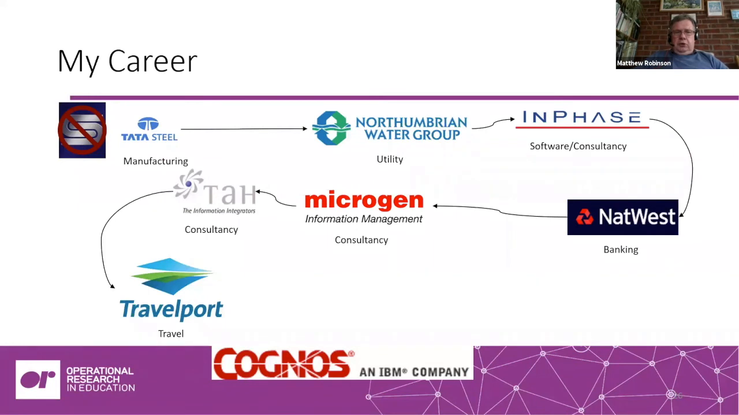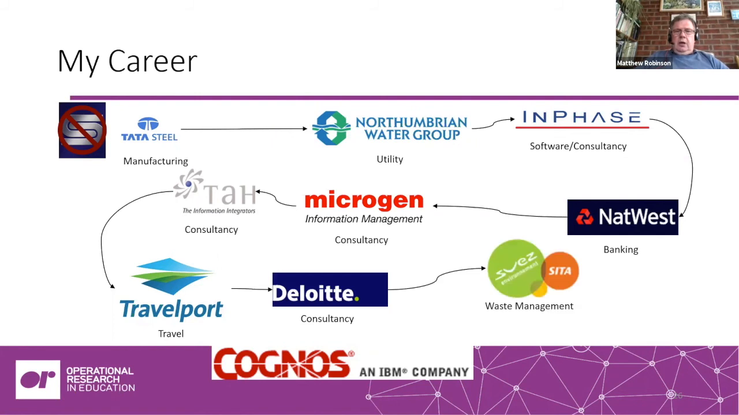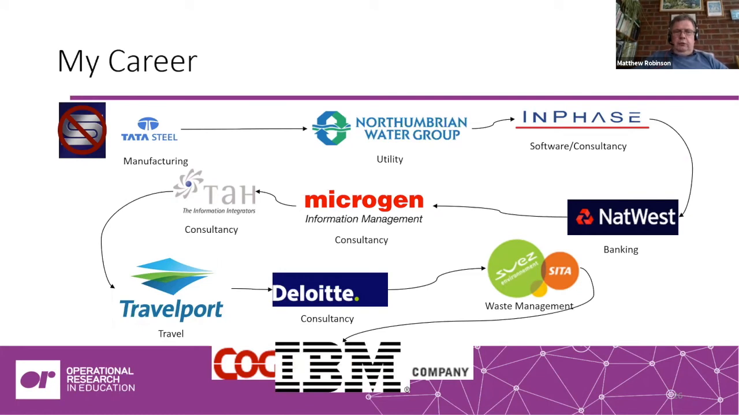Then I worked for a travel company, and this is where some of the examples I talked about before came from. So things like ticket pricing came about. What's the optimal way to price tickets? And then I did a short piece of work with a waste management company, and then I've come to finish working for IBM. So I was part of a company which was taken over by IBM.